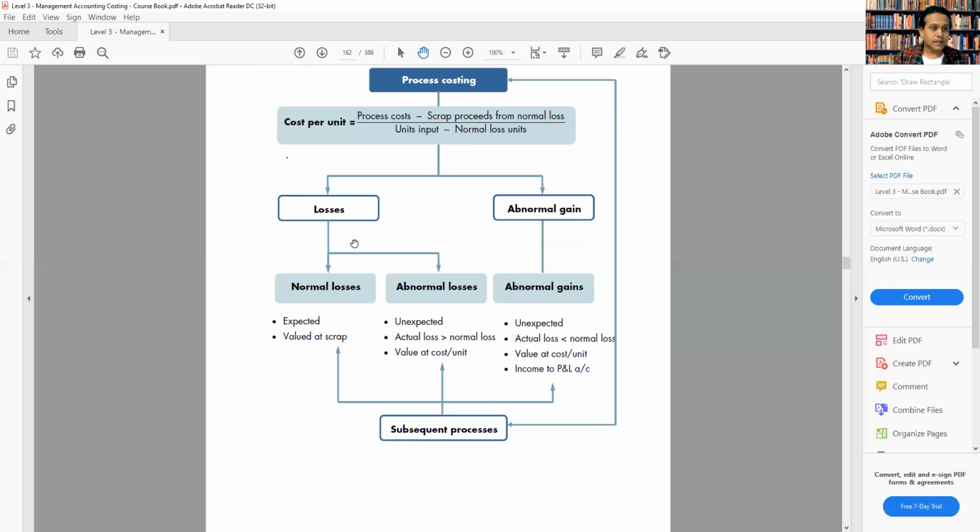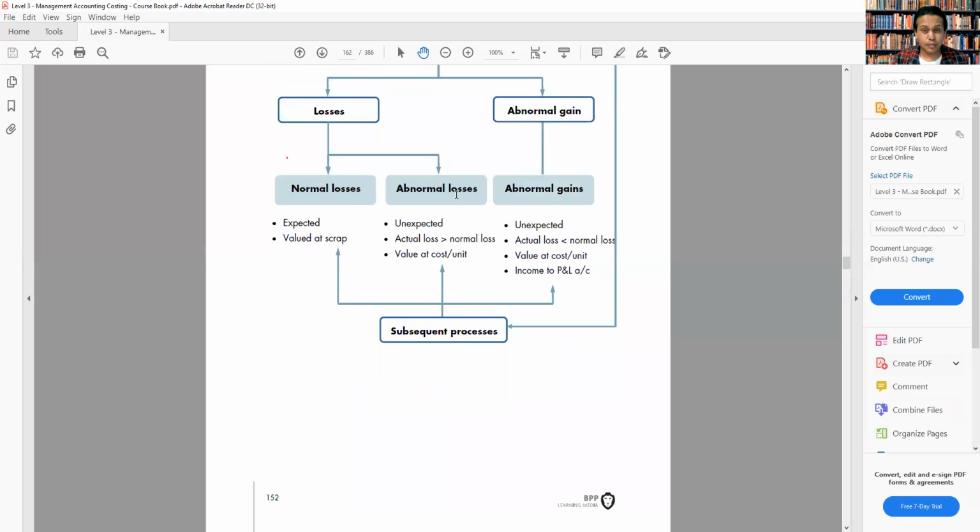Then we have losses: normal losses, abnormal losses, then we have abnormal gain. All of this we're going to see because we're going to practice some questions. There is a process costing account that will be exactly like the ledger account we have prepared before.